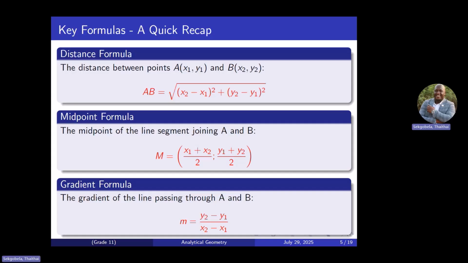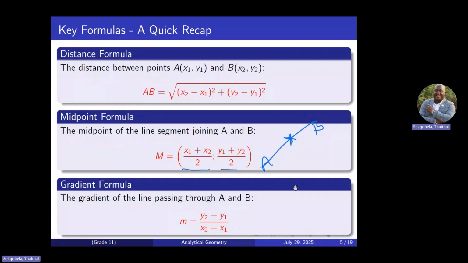Now, the midpoint. In the midpoint we have two points, A and B, and the midpoint will be the point that is in the middle. To do that, we use this formula, where x1 plus x2 is divided by 2, and then y1 plus y2 over 2. That gives you the point that is in the middle, which is the midpoint.